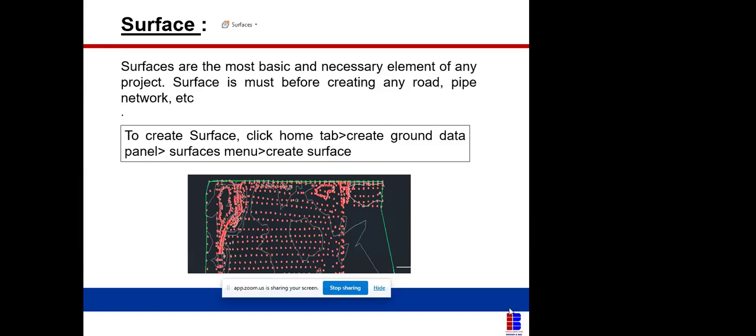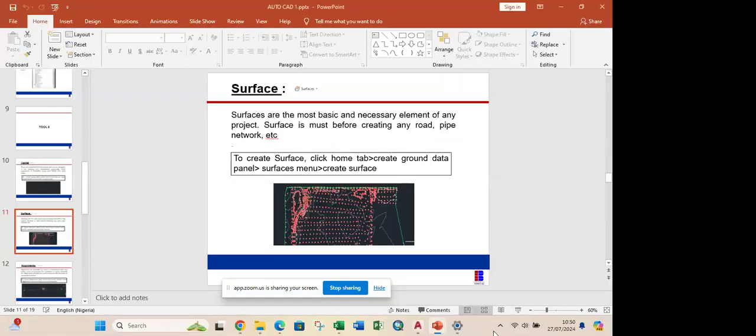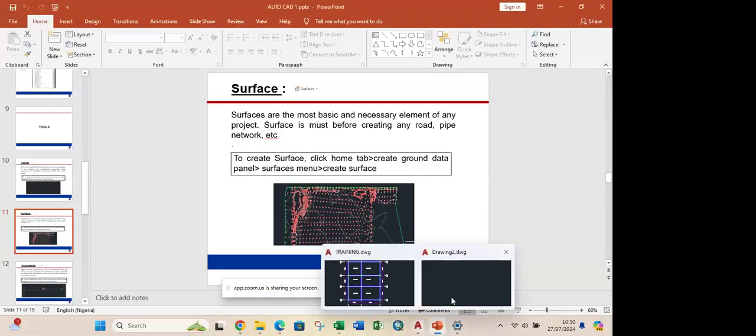So if I'm doing a road, say coming to Abuja, like the whole of Use, let's say I should design the whole of Use. I will have one surface for the whole of Use, but I can have different alignments, different road networks. So that's how it works. To create a surface, we click the Home tab, create ground data panel, surface menu, create surface. So it's the same approach as well. So we'll go into the software now.